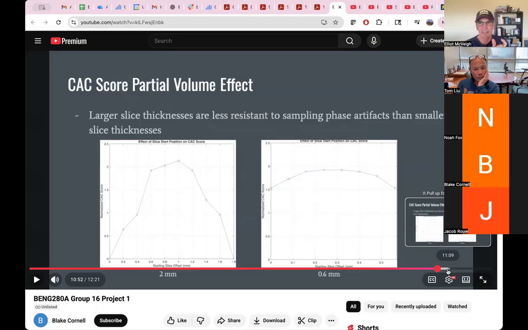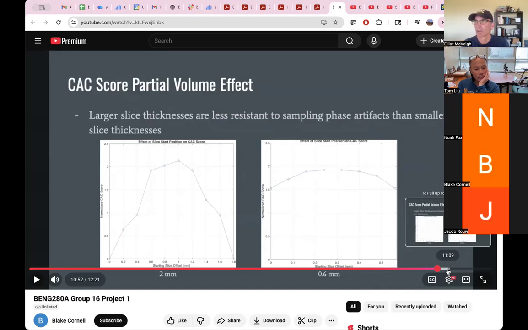I mean, the whole slice thickness thing is different, right? Because it's in the cone direction. It's not an in-plane point spread function. It's sort of a different sampling in the cone direction. And so in many ways, it's just sort of a partial volume effect, right?